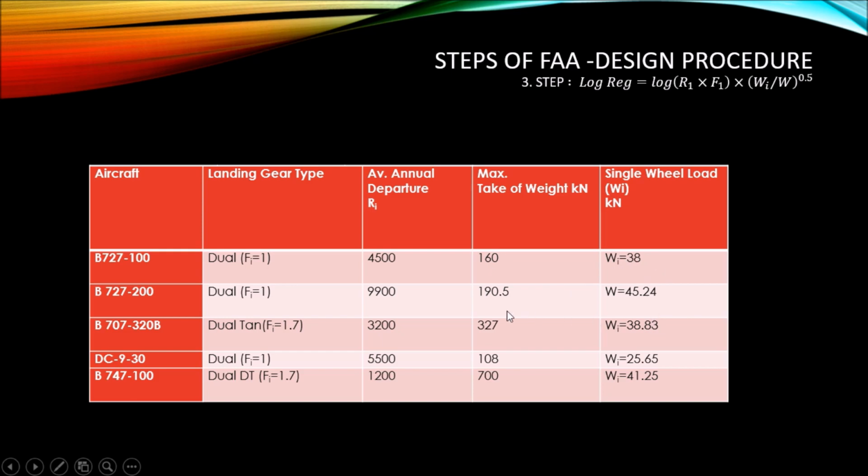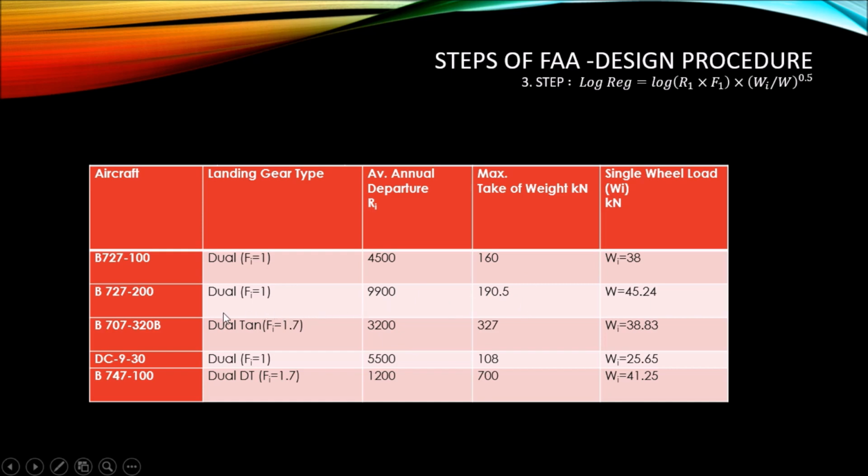So if you still want to do it for the second, the design aircraft, what we need to do is multiply 190.5 by 0.95, which is 95%, and divide it by 4, because this one is still dual.